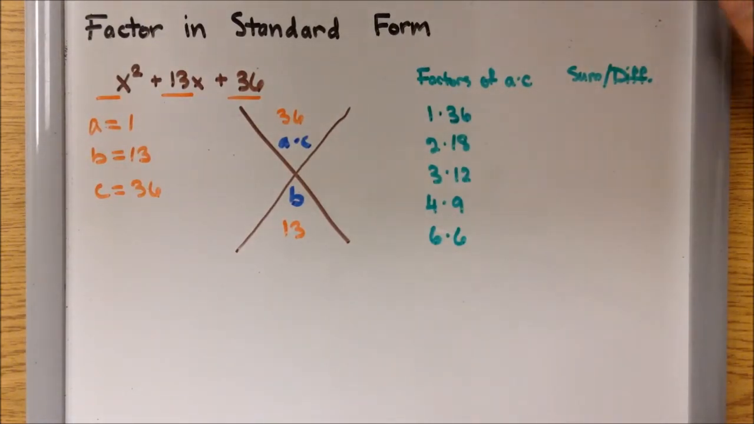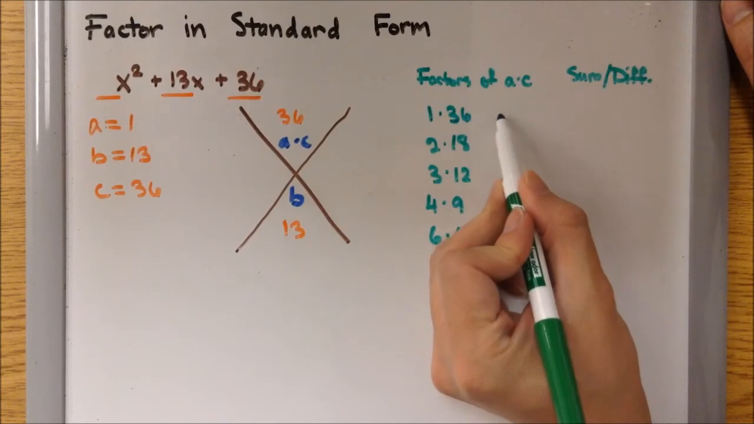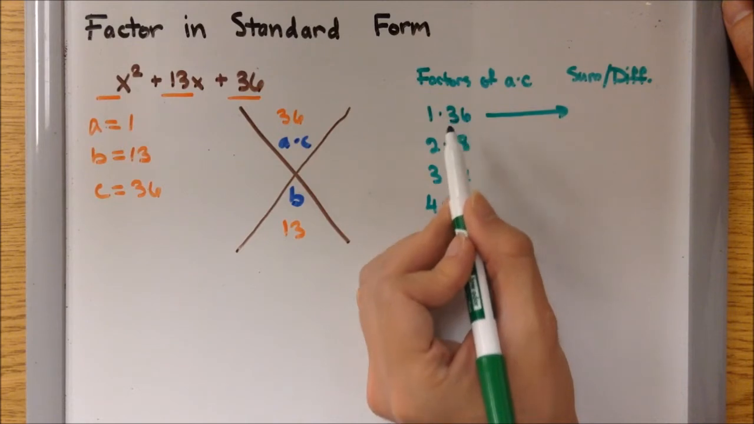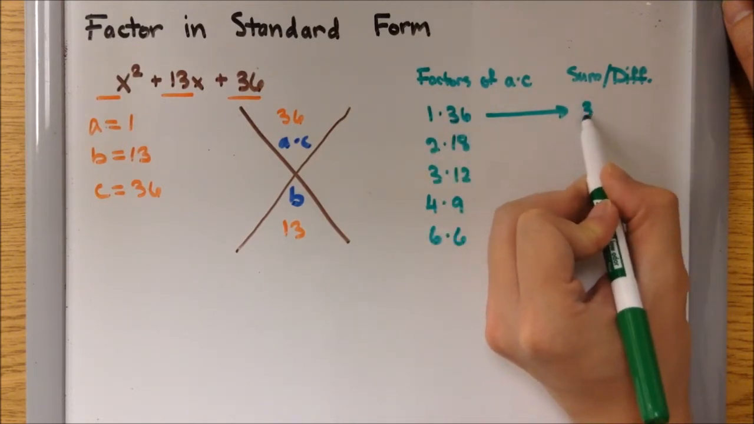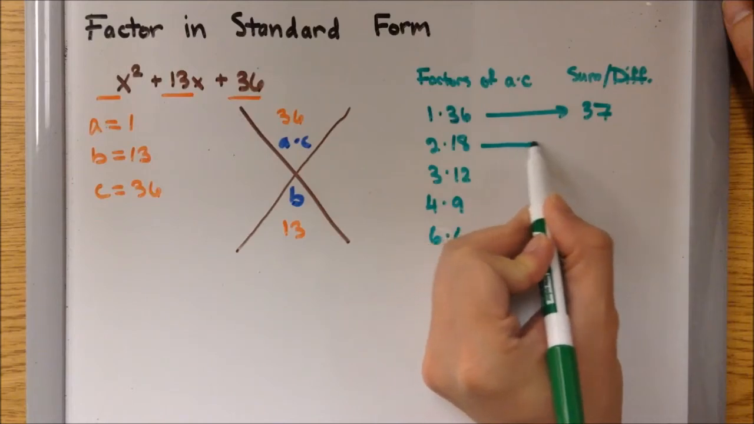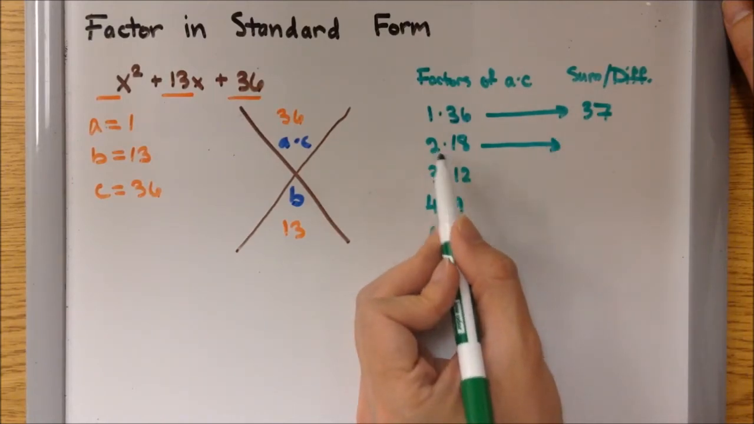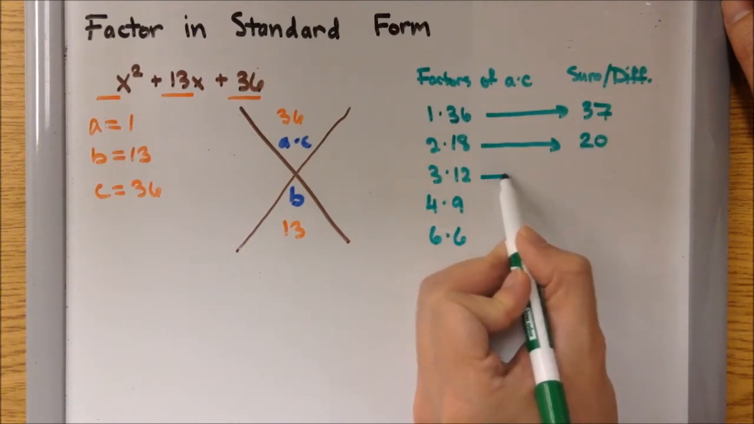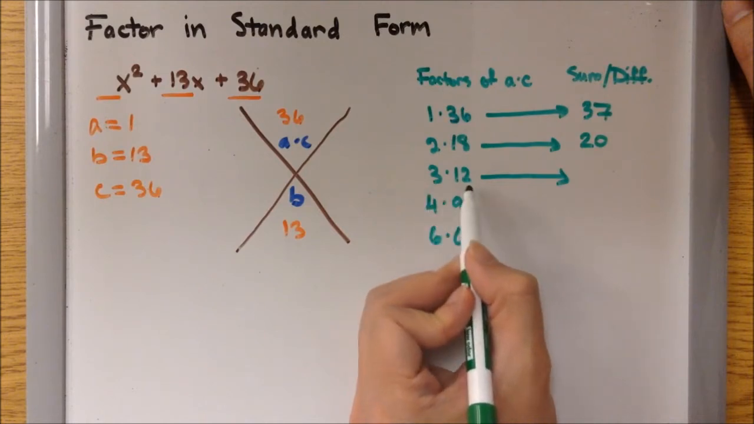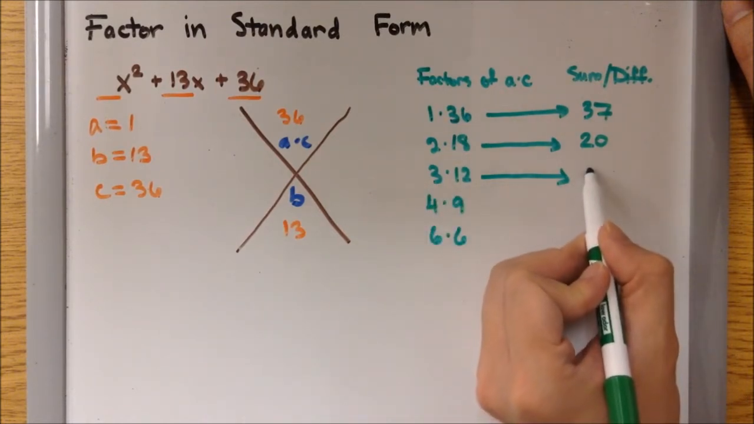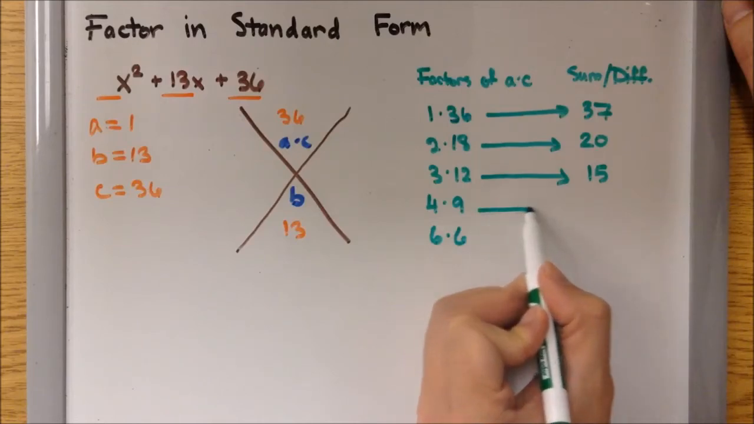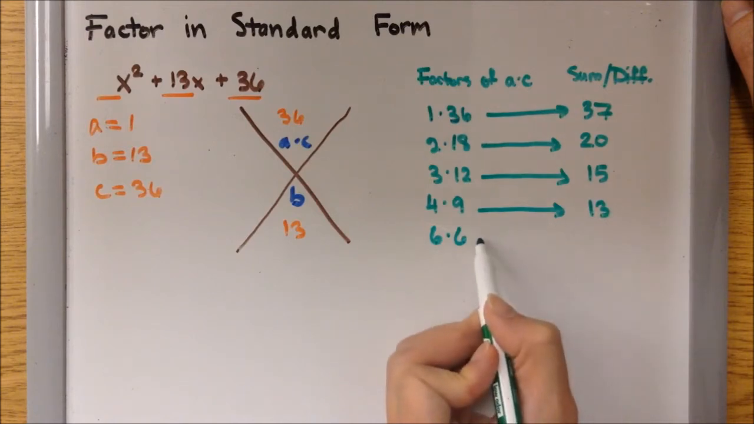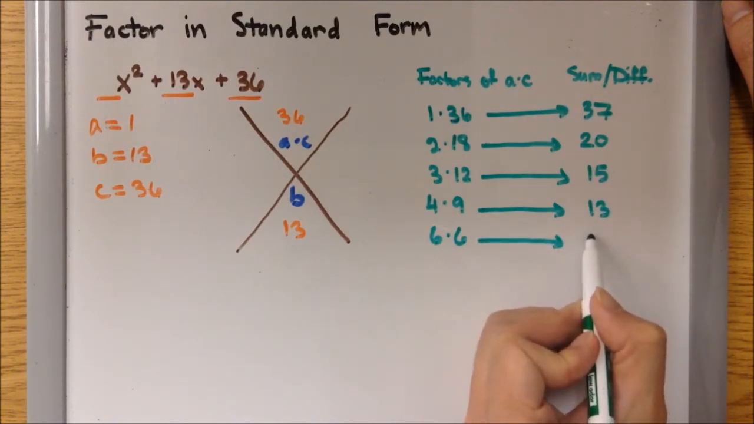Now let's find the sum between these two factors. Sum and difference. Well, since it's a positive 1 and a positive 36, it's going to be a sum, which will be 37. Positive 2 combined with positive 18, that would be the sum of 20. Positive 3 and positive 12, that would be the sum of 15. Positive 4 and positive 9, that would be the sum of 13. And positive 6 with positive 6, that's the sum of 12.